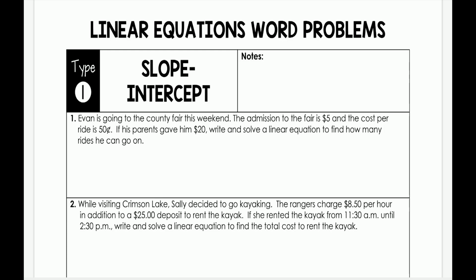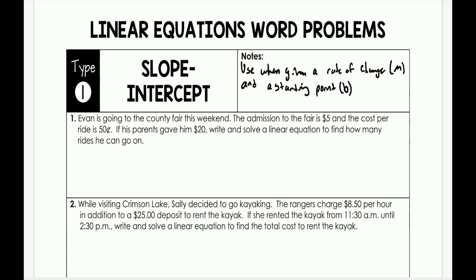So to get started, type 1. We have the slope-intercept form. So in other words, for the notes, we're going to use this when you're given a rate of change, or in other words, that's going to be your slope, or m, and a starting point. And that's going to be represented by B.